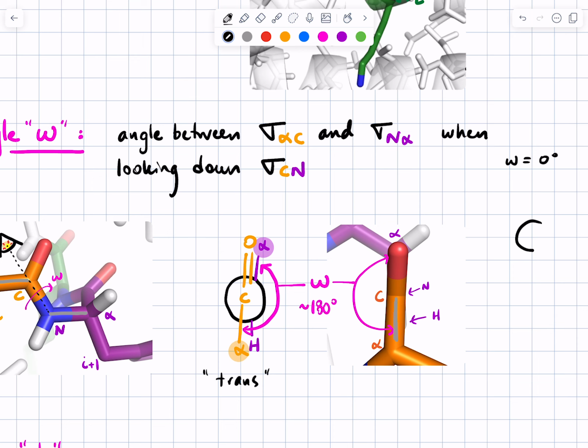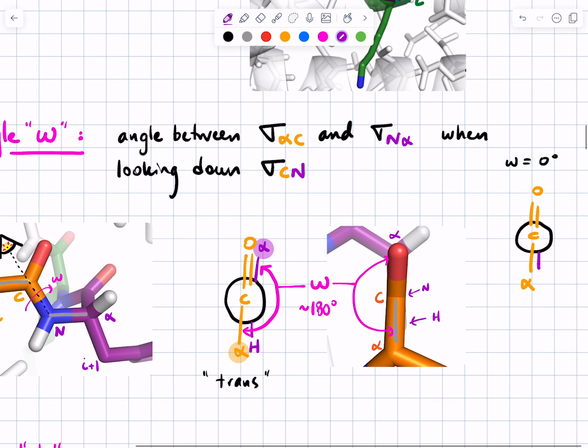Let me draw for you just briefly what it would look like if omega equaled 0. If omega equaled 0, the nitrogen in the back would rotate such that the alpha carbon in the back was down and the hydrogen was up. And therefore this dihedral angle between the 2 alpha carbons would be 0.